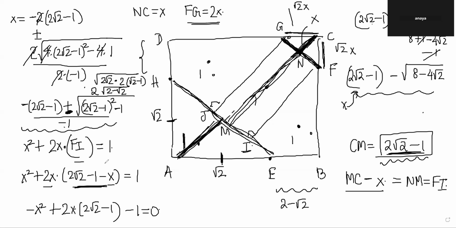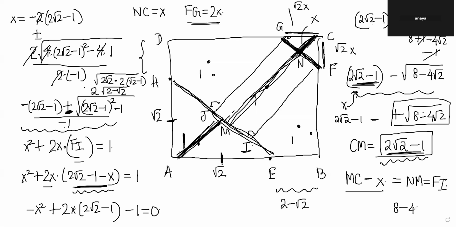But what I need is not that. I need phi squares. Phi was this, right? So notice that you have to do 2 root 2 minus 1, subtract from that x, which is having this term itself, right? So it is going to be plus root over 8 minus 4 root 2, and square of that is 8 minus 4 root 2. So that becomes your answer for phi square.